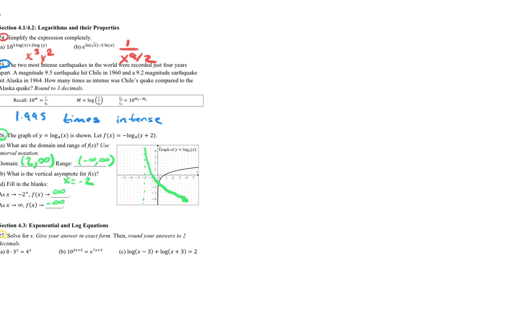Okay, 27, we're going to be solving for x and give your answers in exact form. So starting with 27a, we have 8 times 3 to the x equals 4 to the x. So if we want to get x down from there, and you have two different bases here, you can usually start just from taking the natural log.